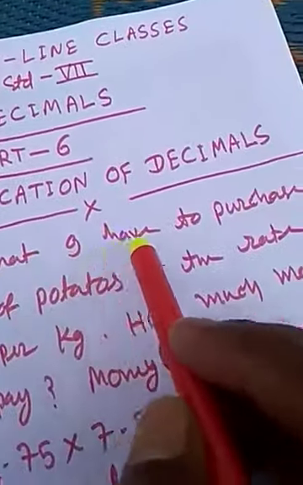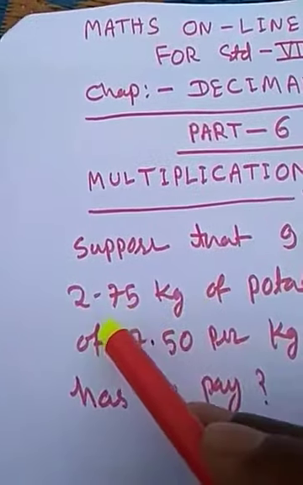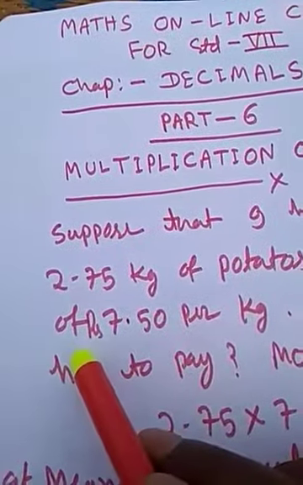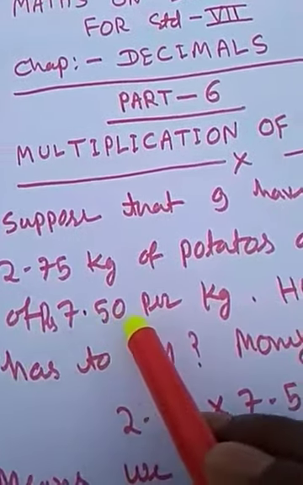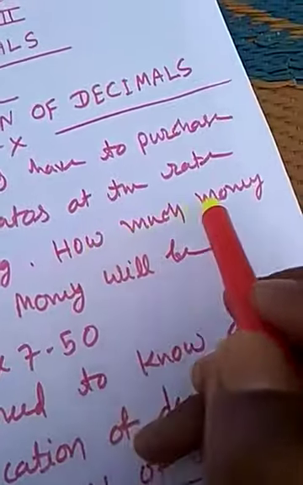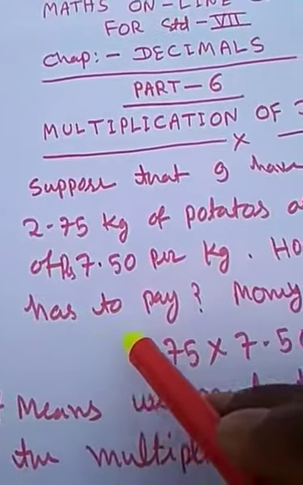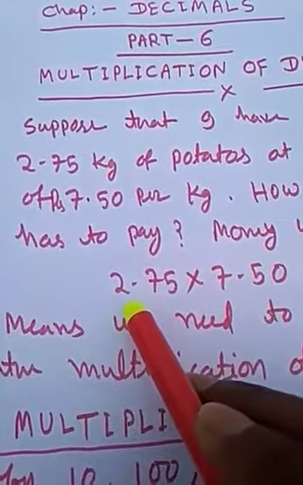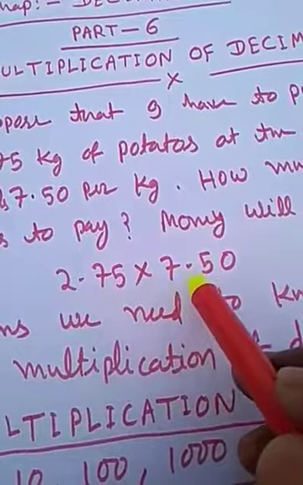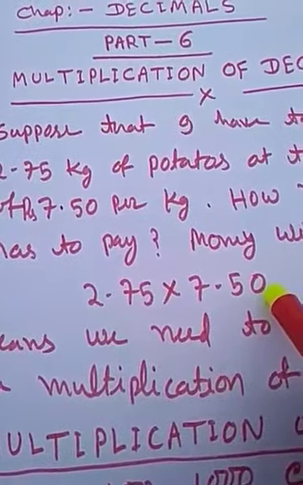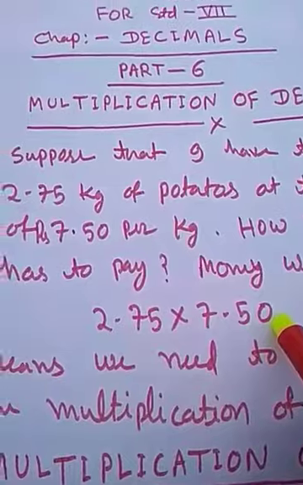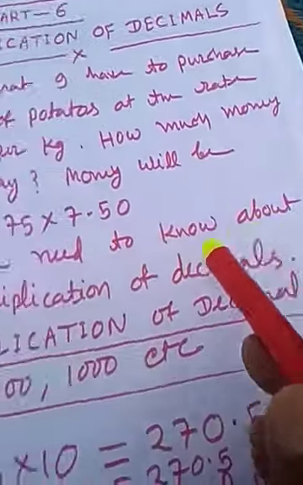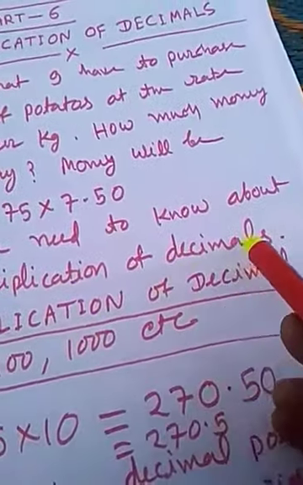Suppose that I have to purchase 2.75 kg of potatoes at the rate of rupees 7.50 per kg. How much money has to be paid? Money will be 2.75 multiply 7.50. So we need to know about the multiplication of decimals.